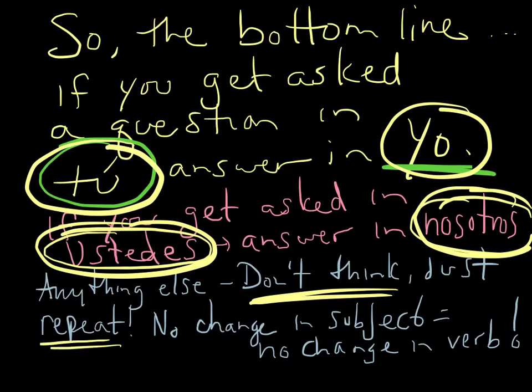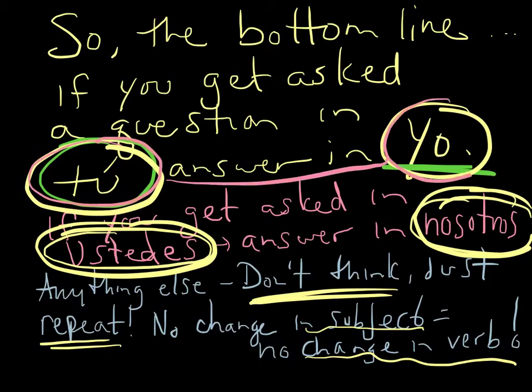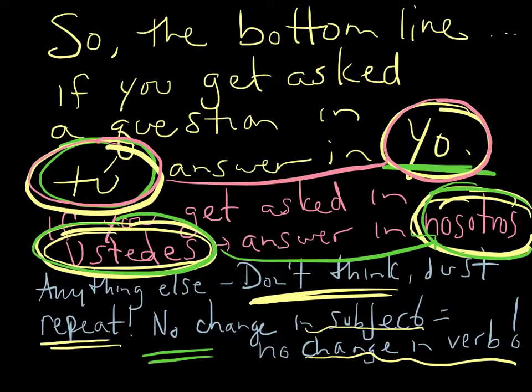And what I mean by this is if there's no change in subject, there's no change in verb. If I'm asking you a question and you answer in yo, that's a subject change. If I'm asking you and all your friends a question and you answer in nosotros, that's a subject change. But if I ask about Miguel and you answer in Miguel, there's no change in subject, therefore no change in verb. If I ask about el mono and you answer about el mono, again, there's no change in that subject, therefore there's no change in the verb. Don't think, just repeat. Okay, so one final summary.